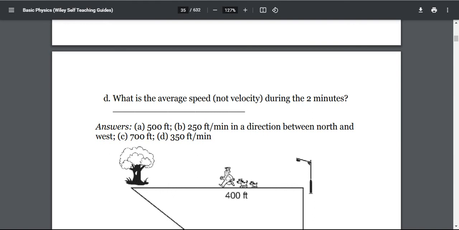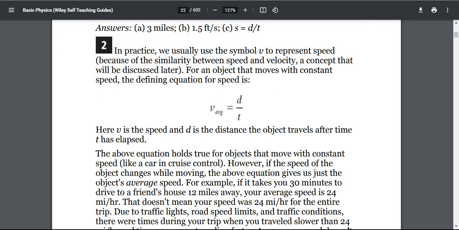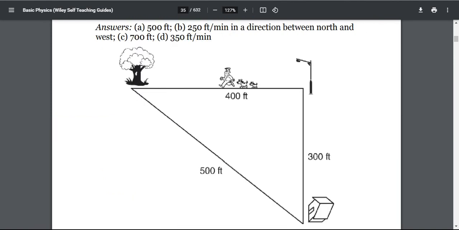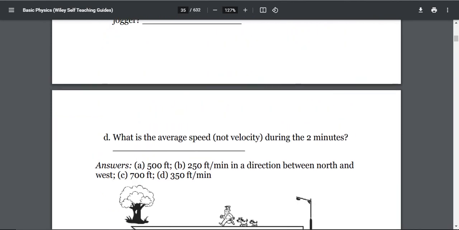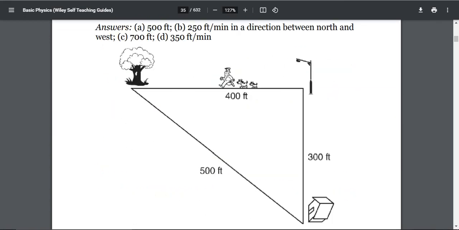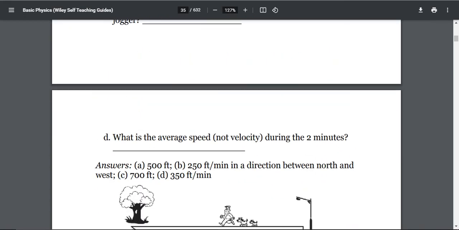So the distance is 700 feet. We just learned the total distance traveled by the jogger is 700 feet. So we have D equal to 700 and time equal to 2 minutes. The formula is V A equal to D upon T, so V equal to 700 upon 2. So we got 350 feet per minute. Okay, so that was simple. The answer is 350.